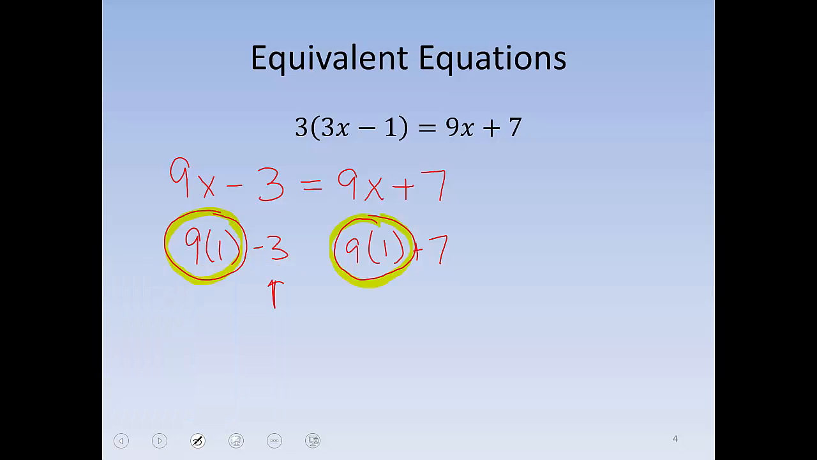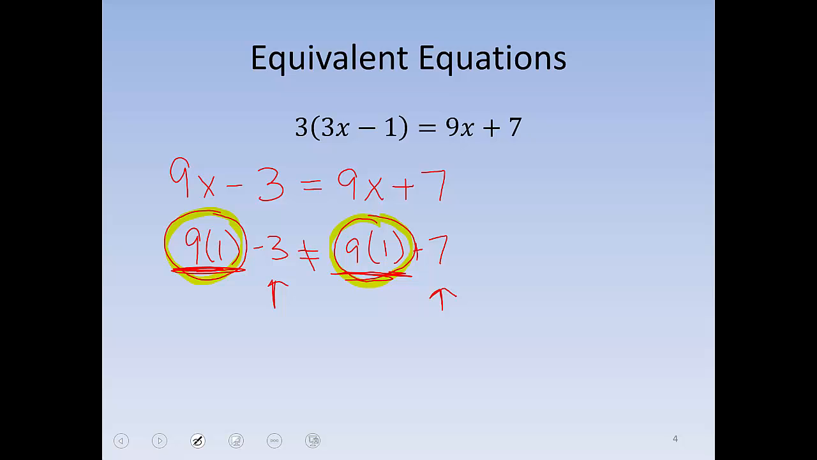The second operation on the left-hand side is that I subtract 3, and the second operation on the right-hand side is that I add 7. So can we think of a value where I get this thing to be the same, and I subtract 3 or I add 7 and I get the same result? And the answer is this will never happen.